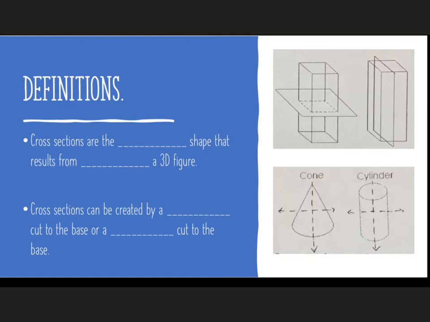So a cross section is the 2D, so fill that in, 2D shape that results from slicing or cutting a 3D figure. So either one, from cutting it or slicing it. So if you take a look on the right hand side, I gave two examples. So on the top, here is my cross section. This is being cut parallel to the base, and we'll talk about what that means in just a moment. And then on the other side, this one is being cut perpendicular to the base right there.